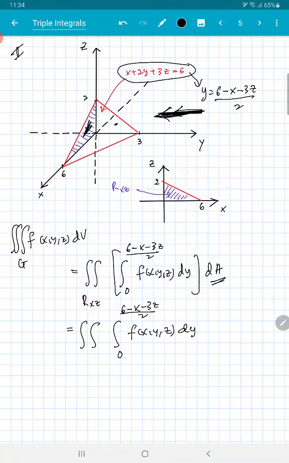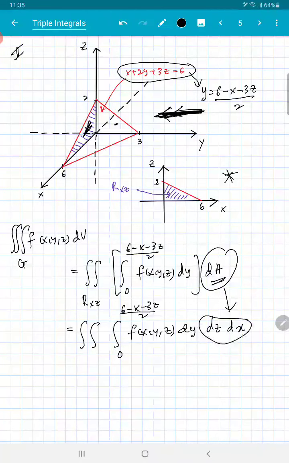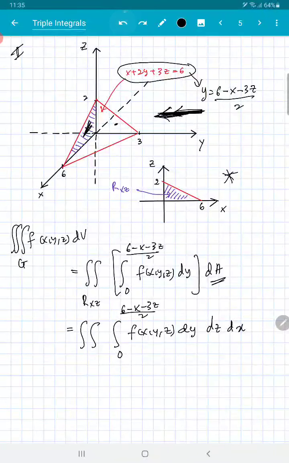So for dA, you have to refer to this region R, which is on the xz plane. So for the order here, one of them would be z first and then x, or you can do it the other way around, x and then z. I'm going to show you z first and then x. So that would be our dA here. Okay, so now the order is z first and then x. So x is integrated last. So the one we integrate last should be from a constant to a constant. So looking at our region here, x is going to be from 0 to 6.